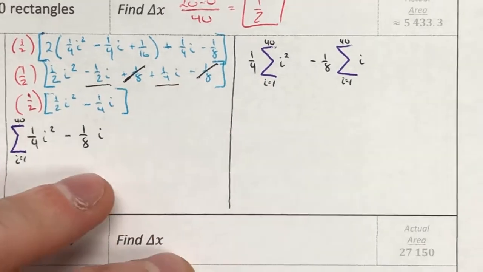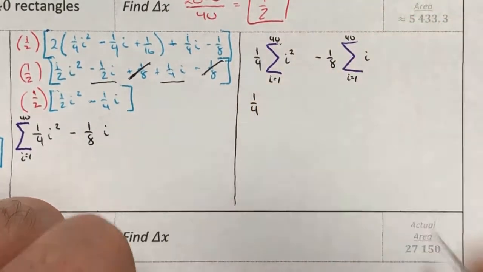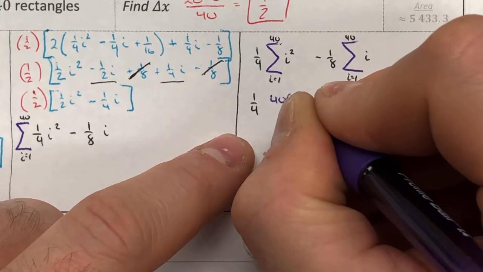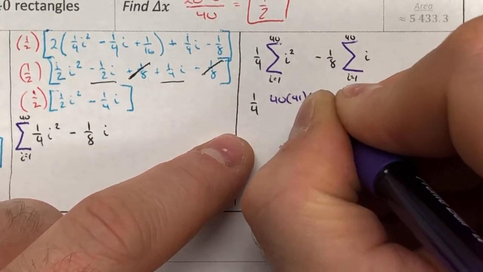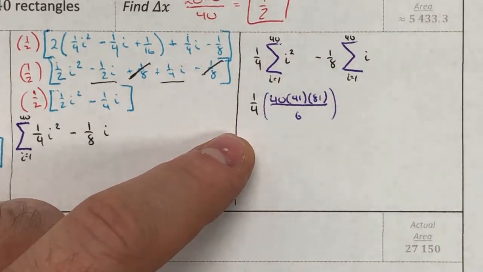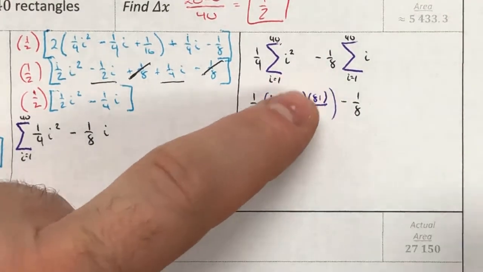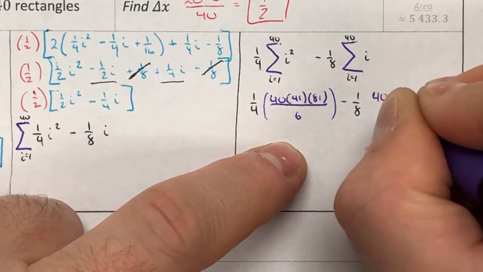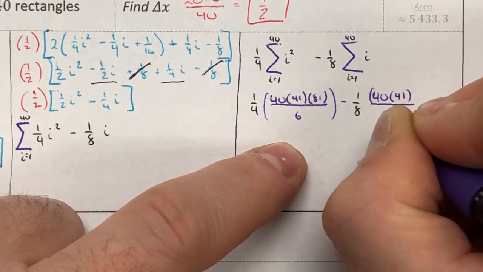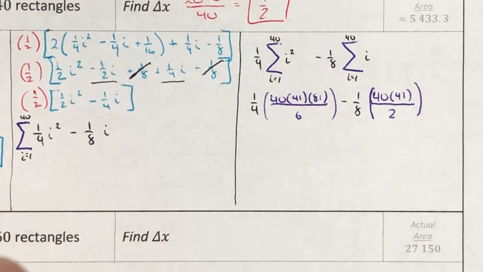And so now we're going to use our formulas to simplify these. I know I'm dealing with 1/4 because this is a squared term. I know it's going to be n times n plus 1 times 2n plus 1, all divided by 6. Minus 1/8. Because this is an i, it's going to be n times n plus 1, all divided by 2. Cool. Now for the easy part.